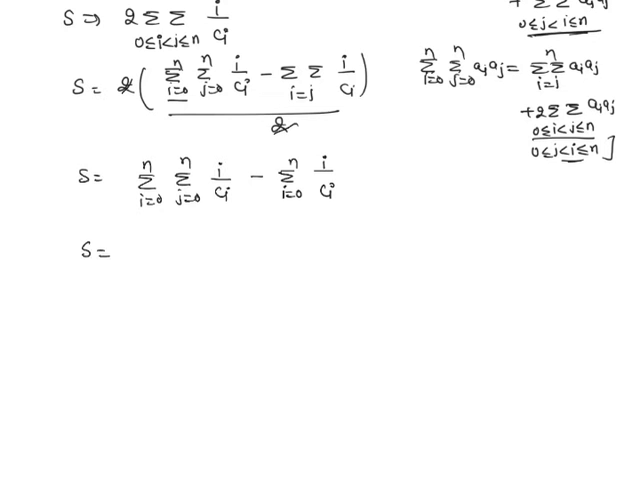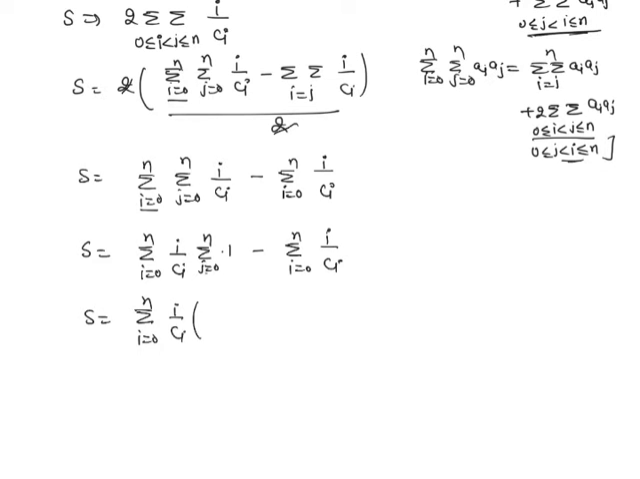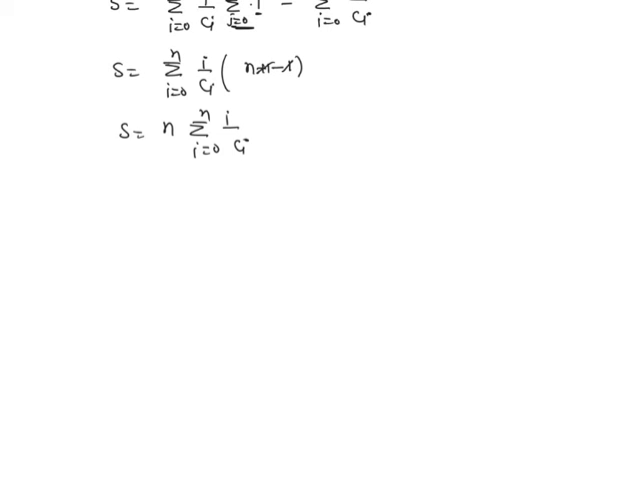So this will come as S equals, this we can write as sigma i equals 0 to n, i divided by nCi into sigma j equals 0 to n into 1, minus sigma i equals 0 to n, i divided by nCi. So S equals, we can take sigma i equals 0 to n, i divided by nCi as common. This will come out, j equals 0 to n, 1 is n plus 1, minus will come 1. So this will come S equals, 1 getting cancelled, n is outside, sigma i equals 0 to n, i divided by nCi.